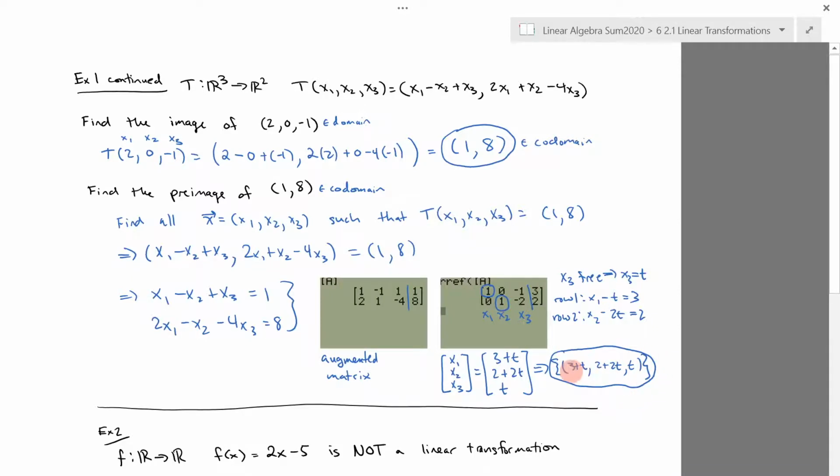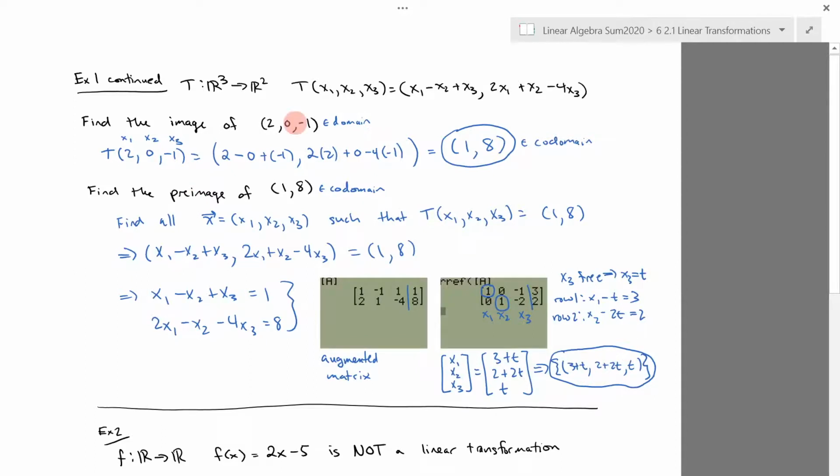Okay, so one thing you should notice about the solution here is, the preimage of this element in this case has infinitely many vectors, because t can vary as any real number. But if you compare to the first part, in the first part we calculated that the image of this vector is the vector 1 comma 8, right? So if we turn around and try to find the preimage of this vector, because this vector transforms into this, the vector 2, 0, negative 1 should be part of the preimage, right?